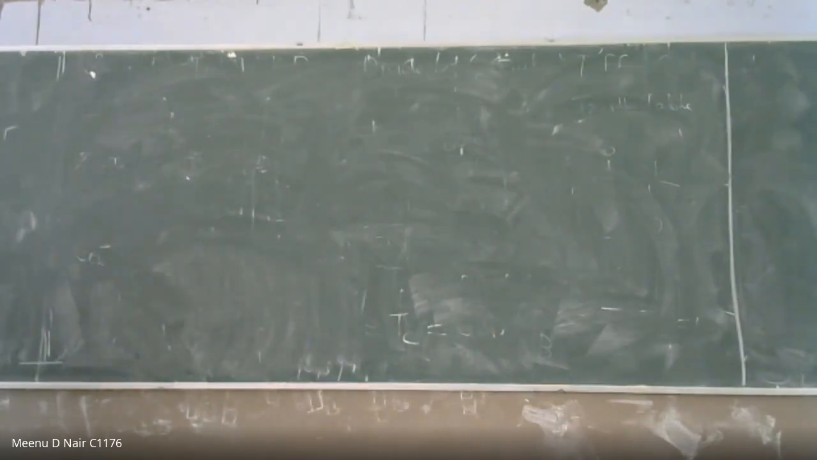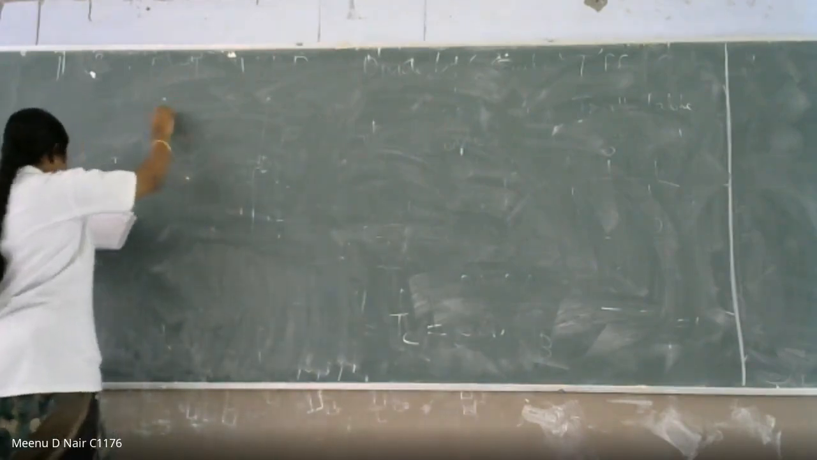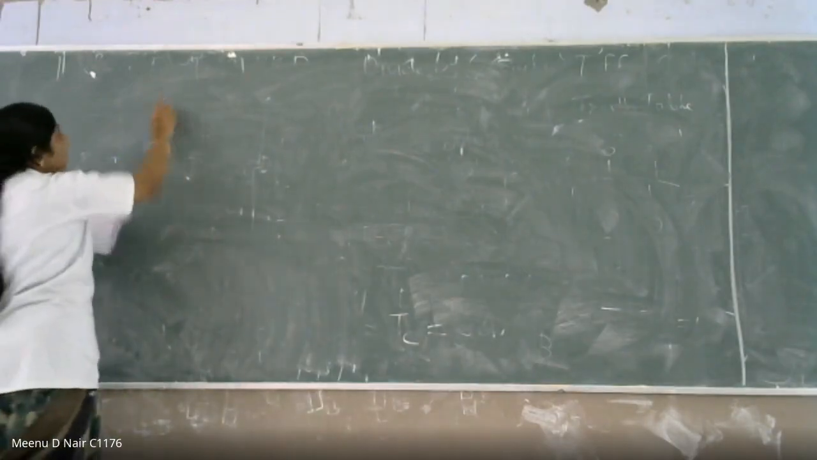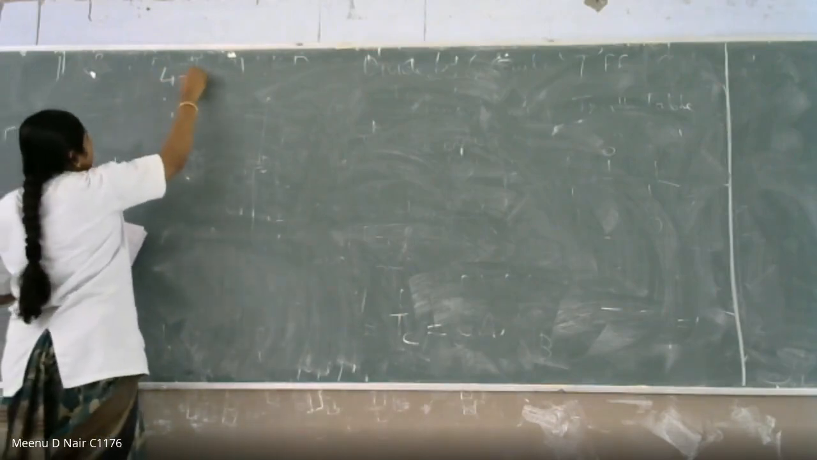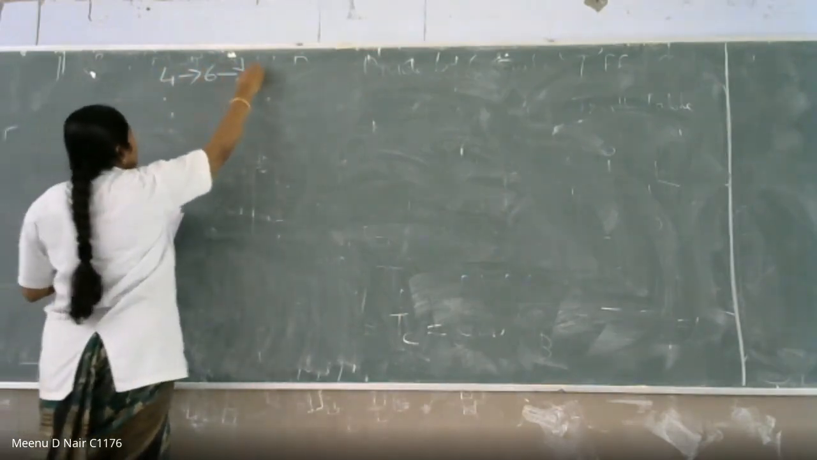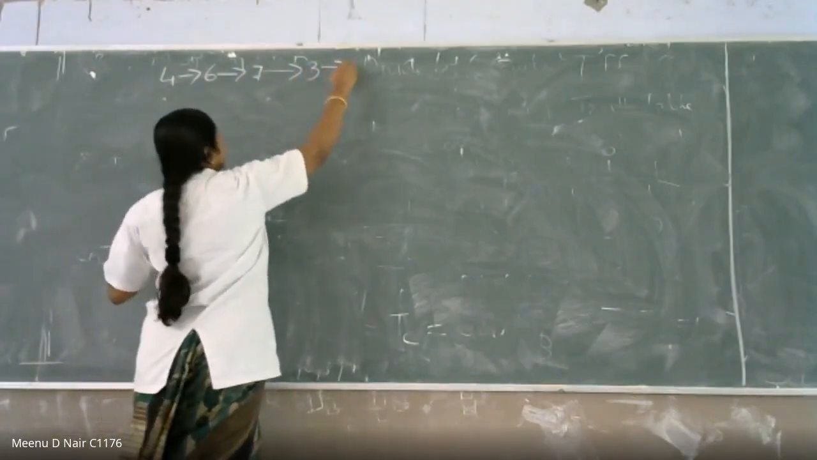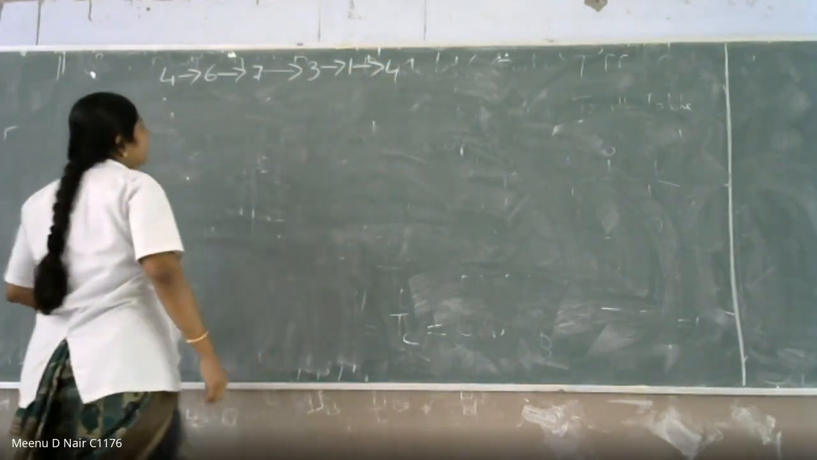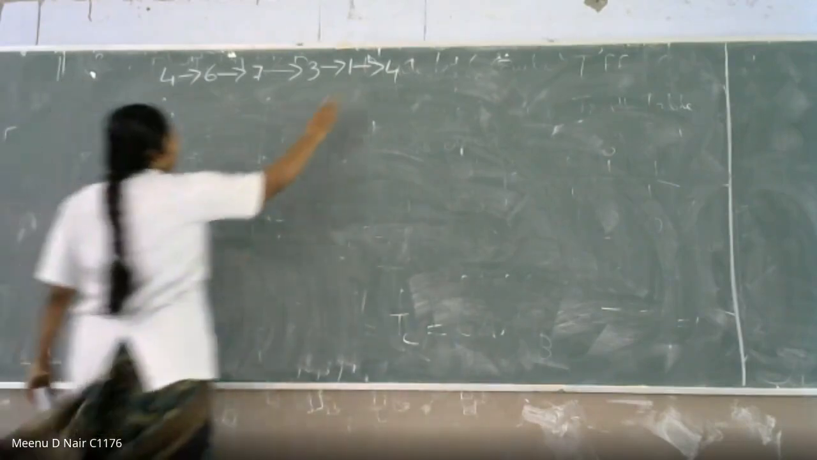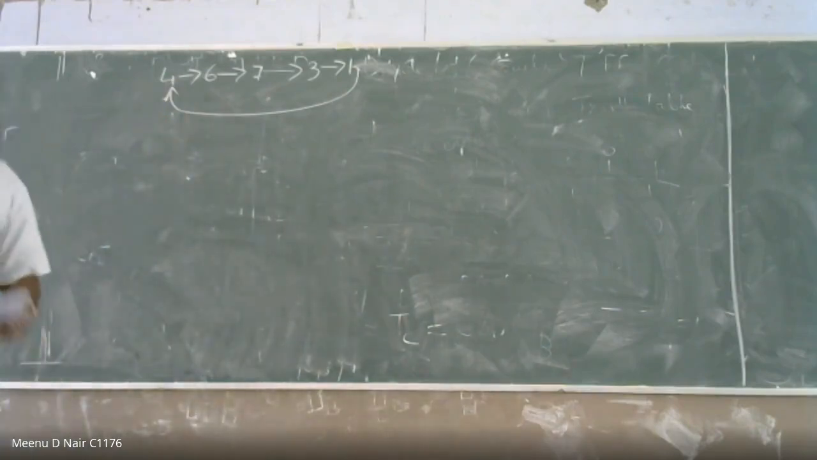We'll do one more problem in this counter and then we'll move to the next topic after that. So your question is: design a synchronous counter using JK flip-flop, and it has to count like this: 4, 6, 7, 3, 1. Okay, so this is the order. After 1, it has to come back to 4 again.